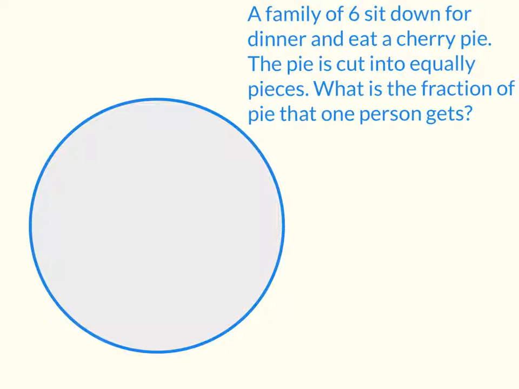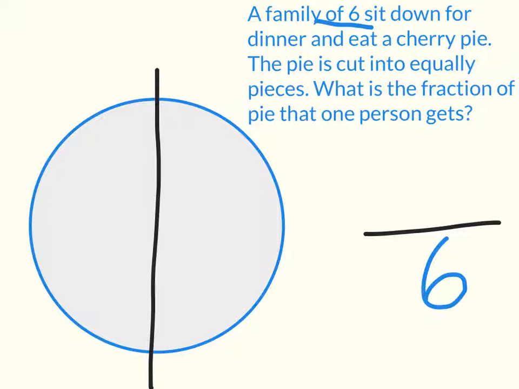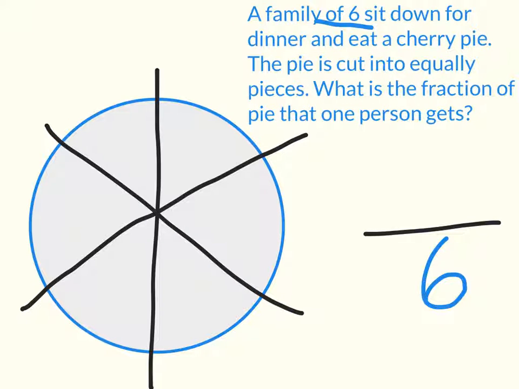A family of 6 sit down for dinner and eat a cherry pie. The pie is cut into equal pieces. What is the fraction of pie that one person gets? We know our total is going to be 6 pieces because we have 6 people and they each get a piece. So let's cut this in half, and then we'll cut it into 4ths and 6ths. There we go. We want to find out how much one person gets. That's 1 part of the pie, so when we write this fraction, it's going to look like 1/6. That is our answer.